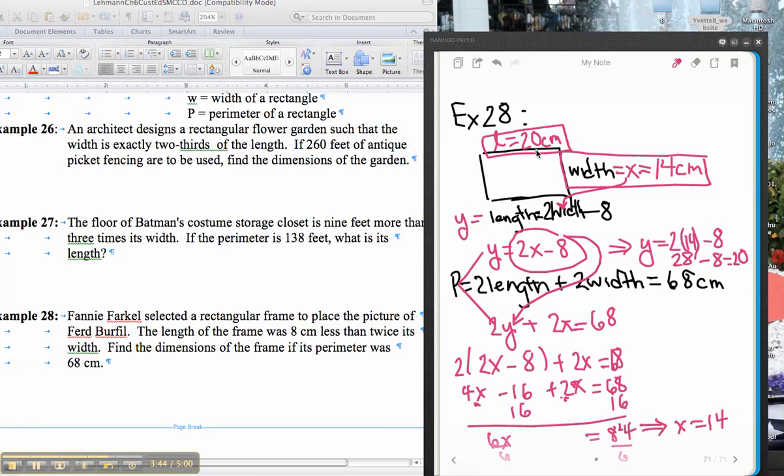And then we can check, right? 20 and 20 makes 40, and 14 and 14 make 28. And so 40 and 28 is going to give me 68, which is indeed the perimeter, and it checks. So hopefully that went well for you.